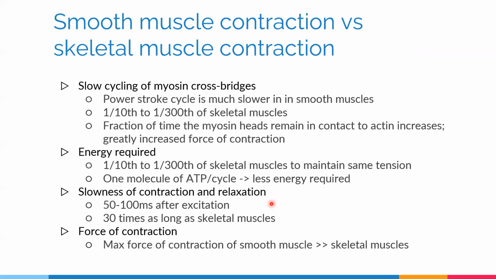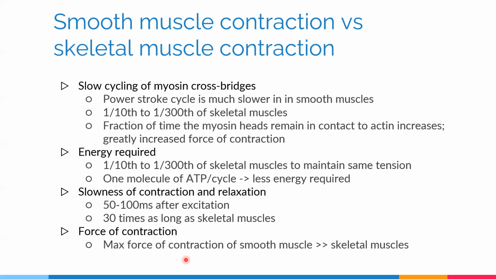Further, there is a slowness of contraction and relaxation of the smooth muscles. The whole muscle requires 50 to 100 milliseconds to relax after excitation, which is 30 times as long as skeletal muscles. So the return of smooth muscles to their original resting state requires a way longer time than skeletal muscles. And finally, the force of contraction.